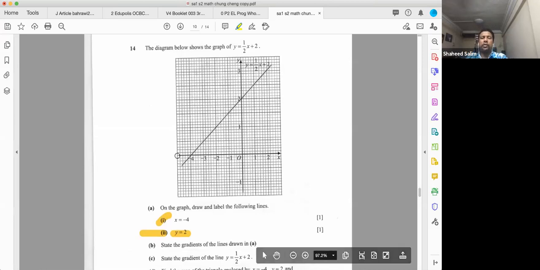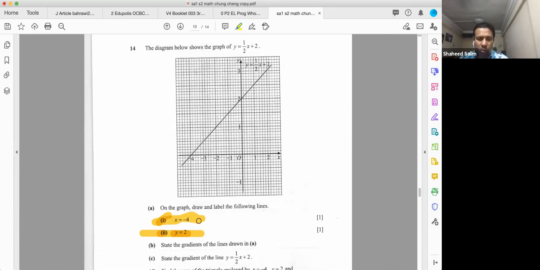Okay, so Inshira, I want you to draw on this thing, y equals to 2. And Ryan, I want you to draw x equals to minus 4. So what's the clue? The clue for you, Ryan, is every part of this graph, the value of x is always minus 4. Inshira, your clue is every point on this graph, your value of y is 2. It's a straight line, you need to draw.